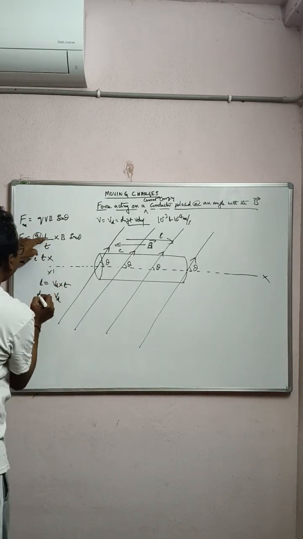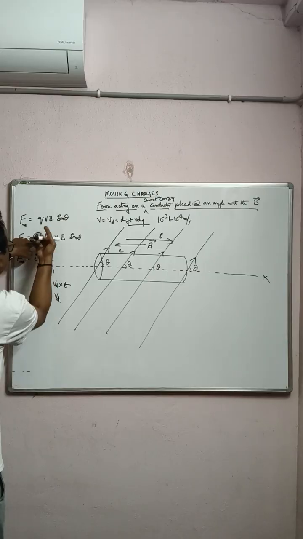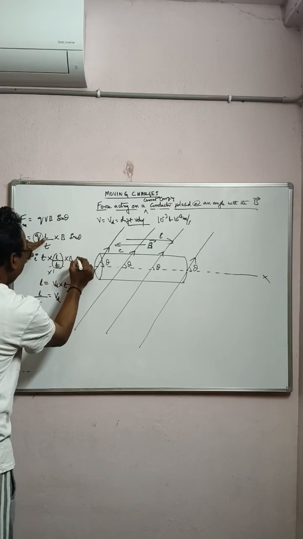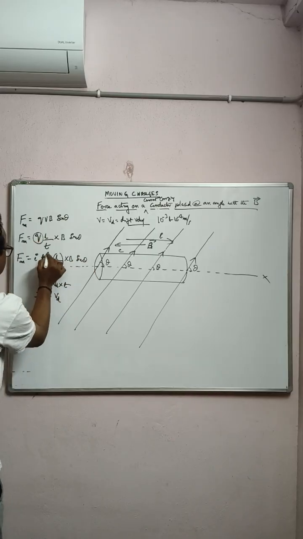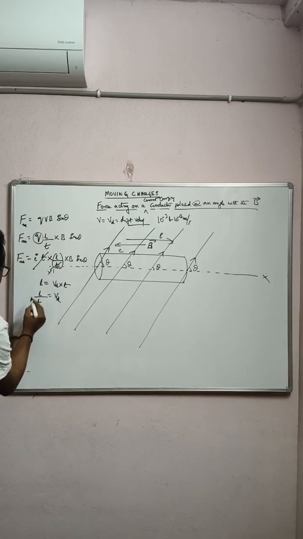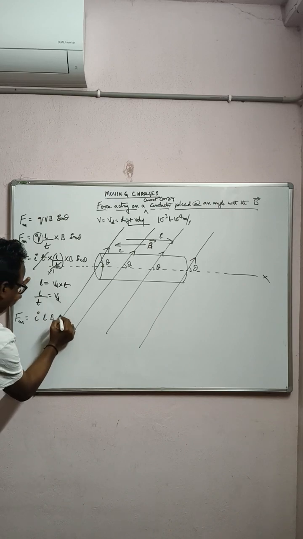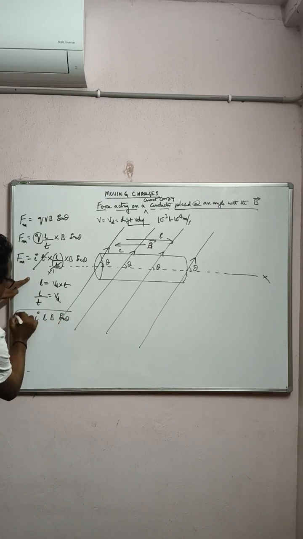So I t into L by t, since L by t is the drift velocity, into B into sin theta. The t gets cancelled. What is left finally? The magnetic force is equal to I L B sin theta. Did you get it?